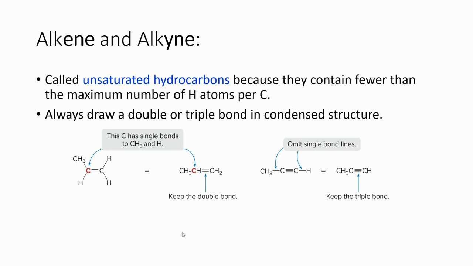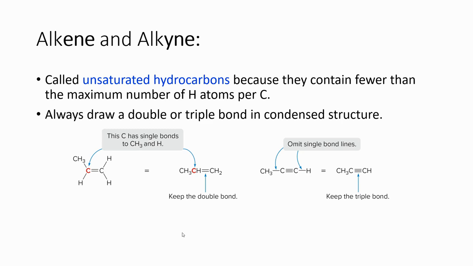Okay, alkenes and alkynes are part of this group called unsaturated hydrocarbons because they have fewer hydrogens than you could fit on the molecule. So it's unsaturated with hydrogen. So an alkane would be saturated with hydrogens. An alkene or an alkyne is unsaturated. Have you heard that before? Unsaturated. Okay, good.